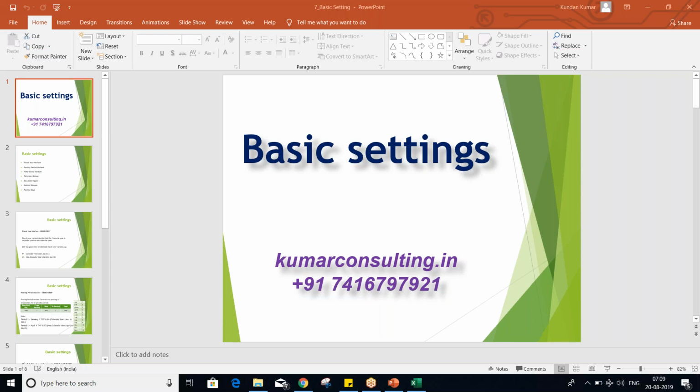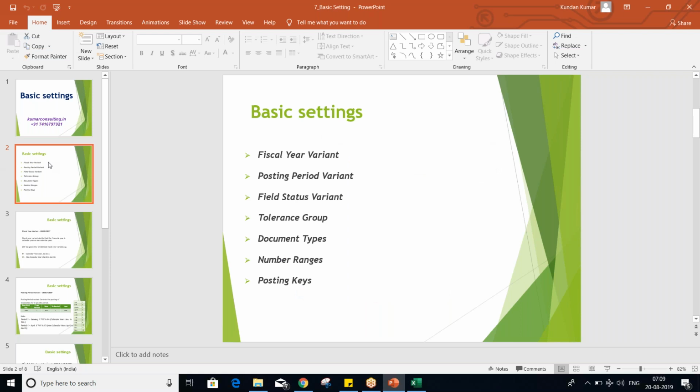In the previous session also, we covered this basic setting, in which we covered fiscal year variant. As I said, there are certain topics, guys, which we have to discuss one by one, theoretically and practically both. So first of all, we have seen fiscal year variant and it's already explained in detail. What is this fiscal year variant? Why we set up fiscal year variant, right? How to set up all these things. Okay.